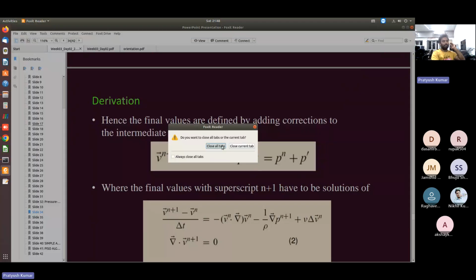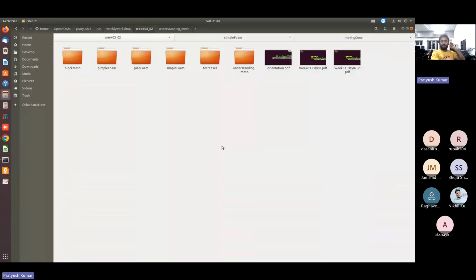Yes, that is a good question. To explain how non-orthogonality affects the solution, for that purpose I need to show you one example by taking a geometry. I think I can include one or two slides in future sessions. That is a good question: how non-orthogonality affects the solution, and how the non-orthogonal correctors are going to solve the problem. That I will include in one or two slides for these questions, Jamsi.